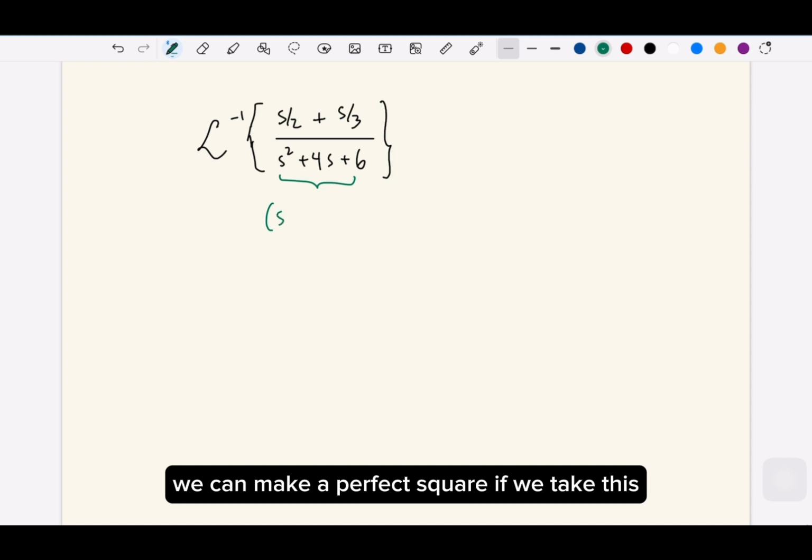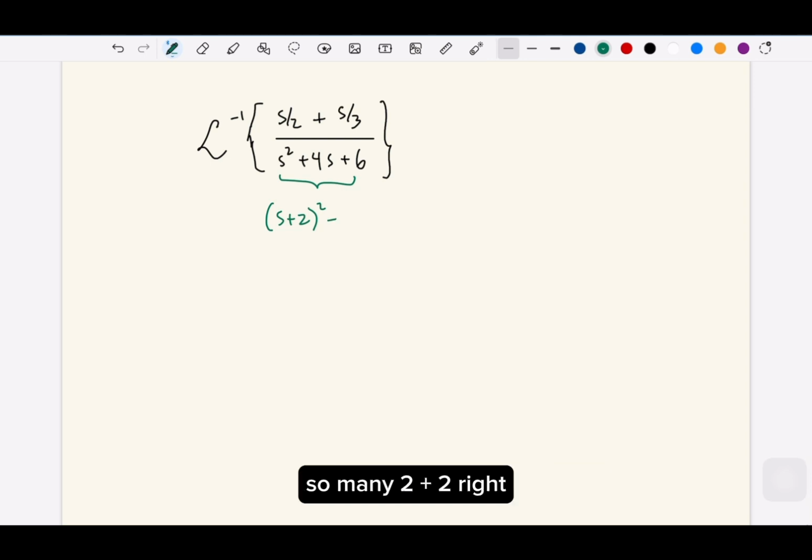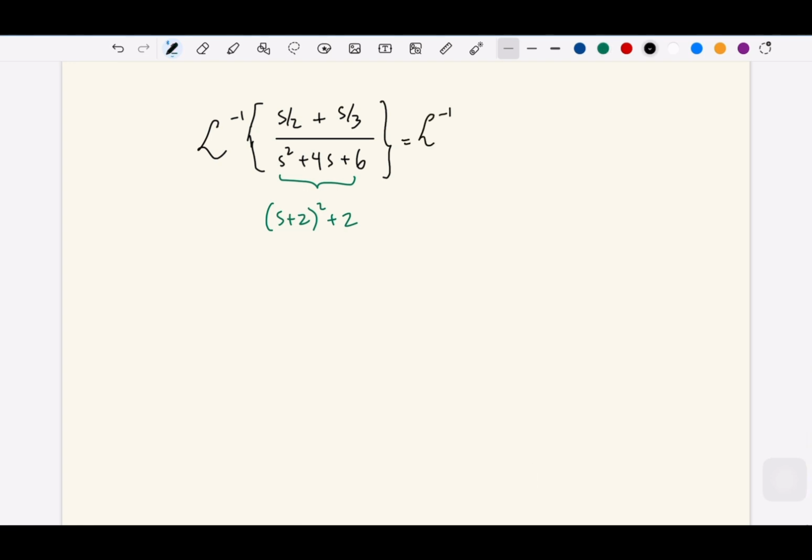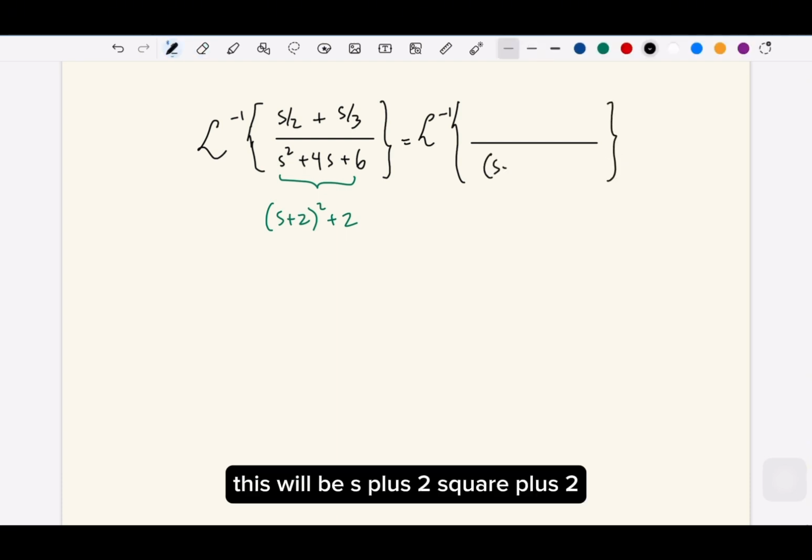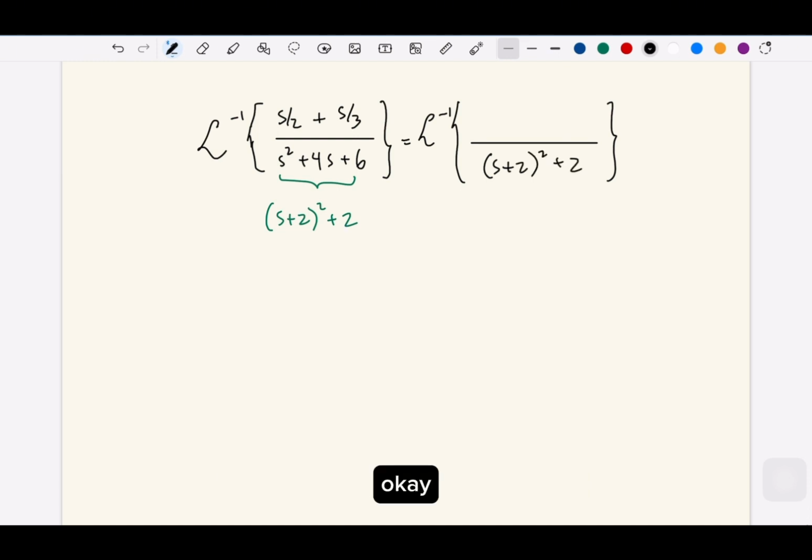We can make a perfect square if we take this: s squared plus 4s plus 4. So we need to add 2, right? We can make it like this. So perhaps we can write this as (s plus 2) squared plus 2.